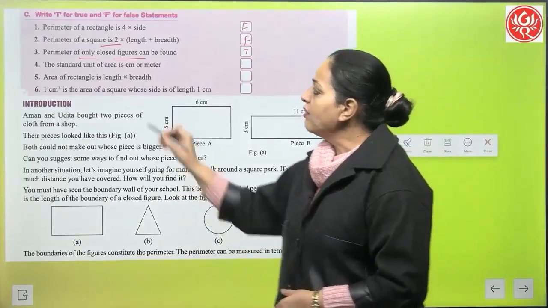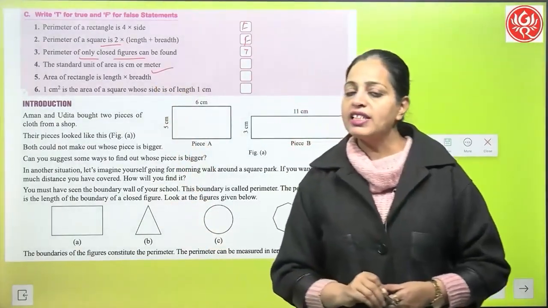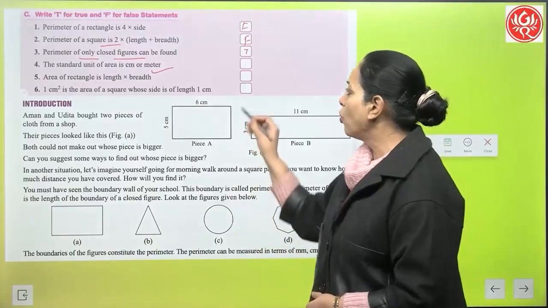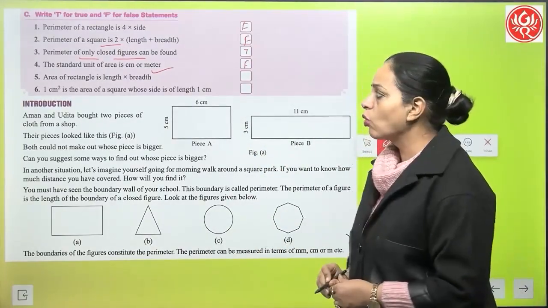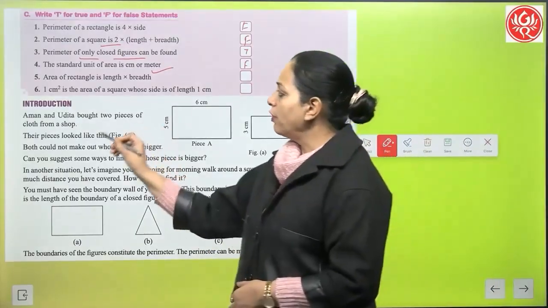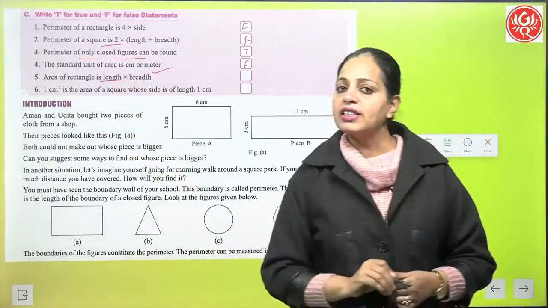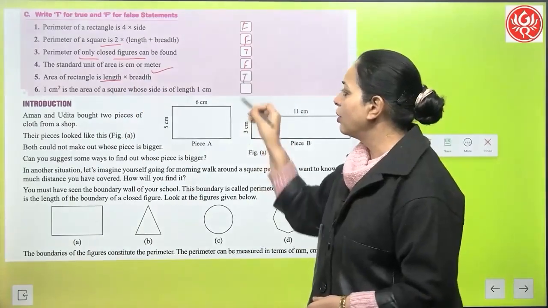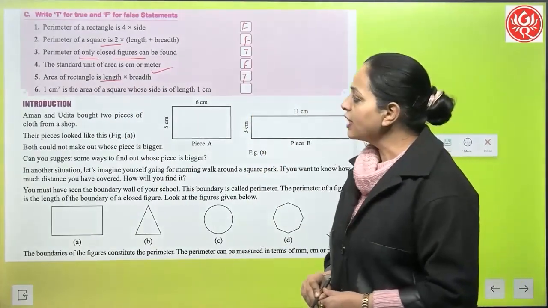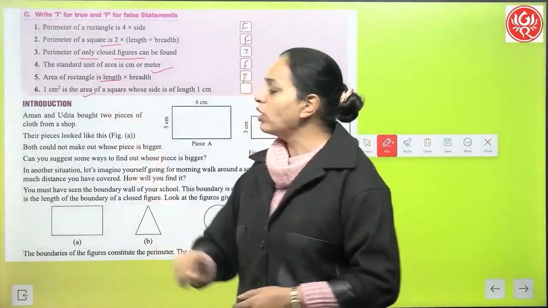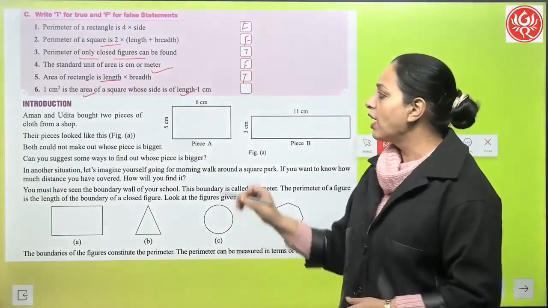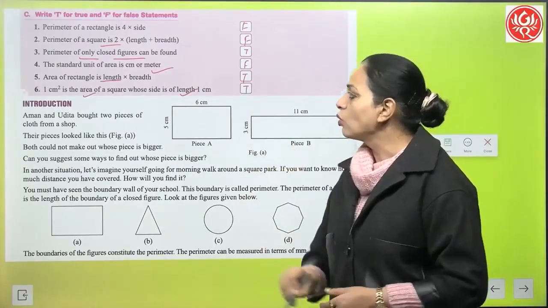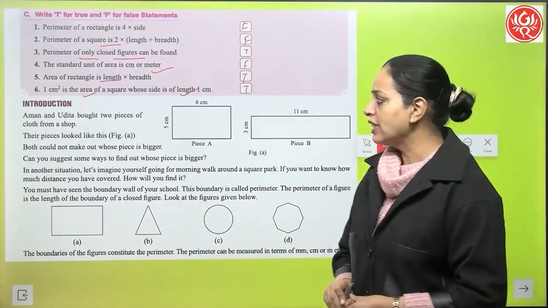The fourth one, the standard unit of area is centimeter or meter. No, this is false. It is square centimeter or square meter. The fifth one, the area of a rectangle is length into breadth. Yes, true. Okay. Now the sixth one, 1 centimeter square is the area of a square whose side is of length 1 centimeter. So this is true, right?